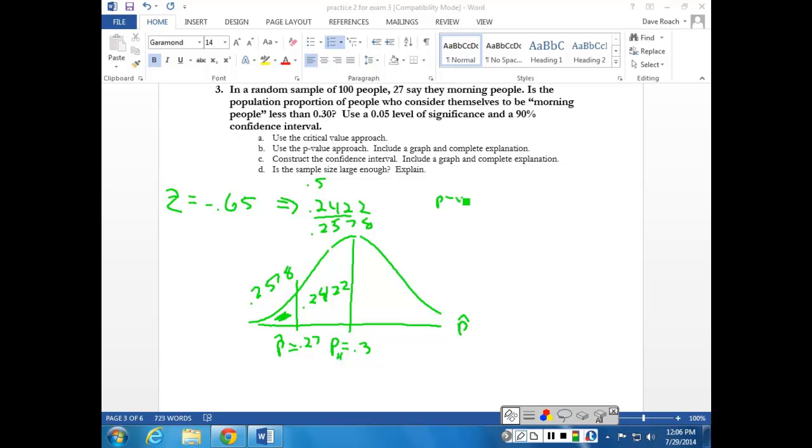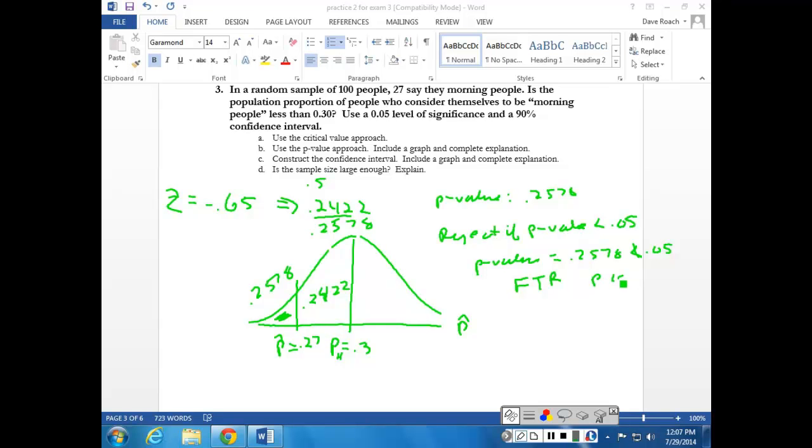So the p-value equals 0.2578, about 258. We reject if the p-value is less than 0.05. P-value of 0.2578 is not less than 0.05. So we fail to reject H0. P could equal 0.3. We could not reject that possibility.